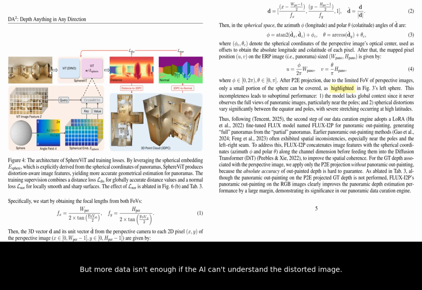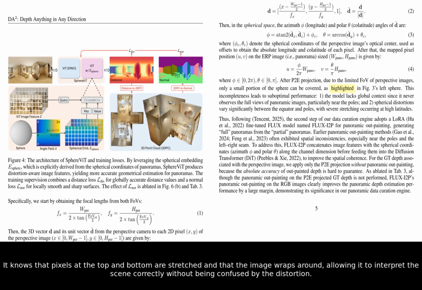But more data isn't enough if the AI can't understand the distorted image. So, they also designed a new model architecture called SphereViT. Unlike other models, SphereViT is explicitly designed to understand the spherical geometry of panoramas. It knows that pixels at the top and bottom are stretched and that the image wraps around, allowing it to interpret the scene correctly without being confused by the distortion.